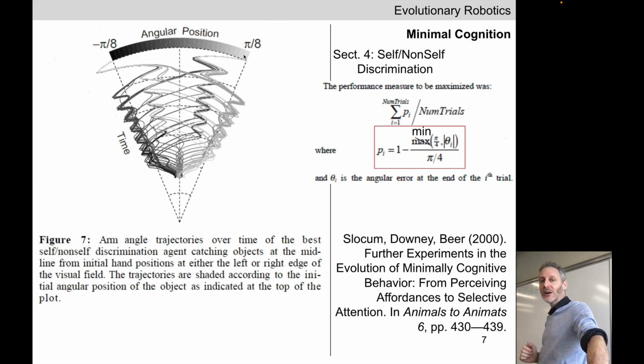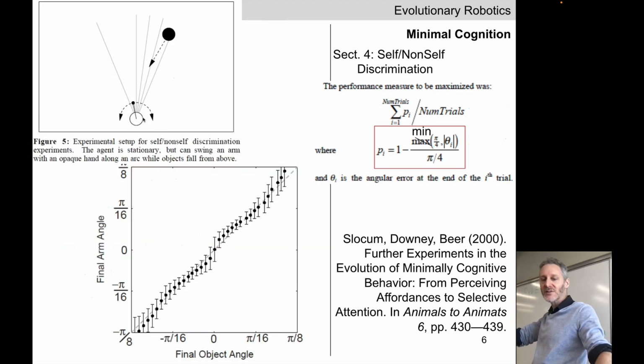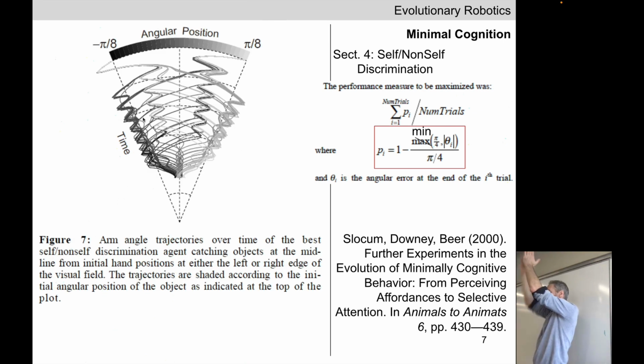Light-colored trajectories correspond to objects that were placed above and pi over 8 radians to the right of the robot. So if you were to draw a line from the object at the top right of the screen down to the robot, which is at the bottom center of the screen, that angle is pi over 8 radians. The dark-colored trajectories correspond to cases in which the object was placed above and pi over 8 radians to the left of the robot.